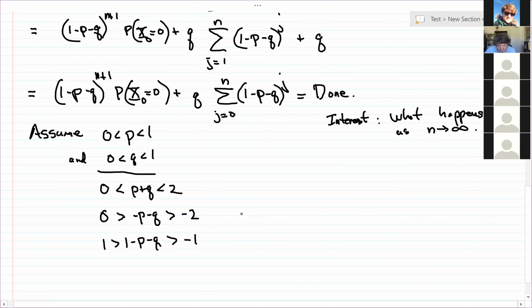If you want, draw the picture. Here's the number line, here's 1, here's -1. And we're strictly in this interval. So it's like an open interval. We're somewhere in there.